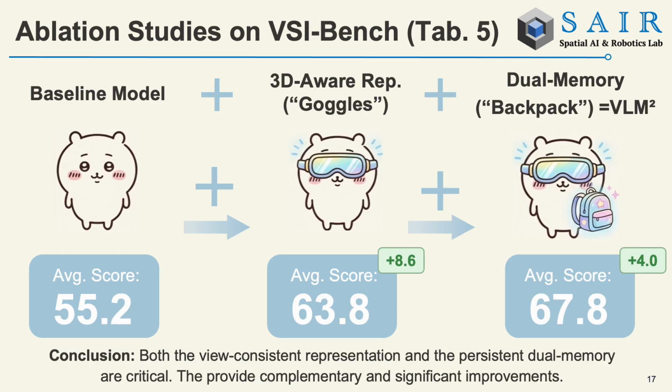The ablation study shows that both components matter. Adding the 3D aware representation raises the average from 55.2 to 63.8. Adding the full dual memory module brings it to 67.8. In short, seeing accurately and remembering persistently provide complementary gains.